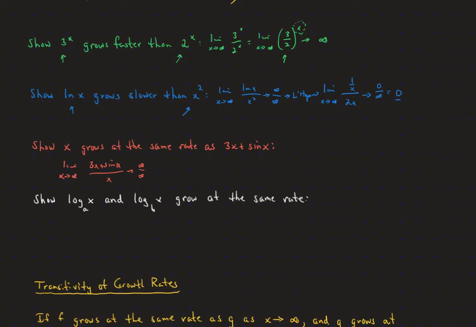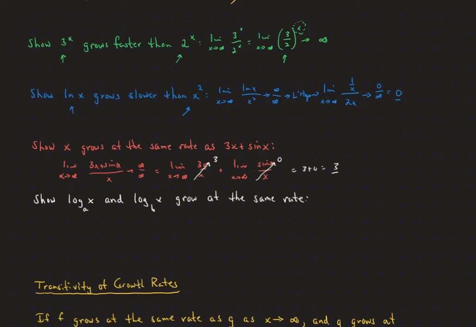If we split that up, we can think of that as the limit as x goes to infinity of 3x over x plus the limit as x goes to infinity of sine x over x. The 3x over x is just going to go to 3, and this is going to go to 0. And so because that is a nonzero constant, that shows that they grow at the same rate.